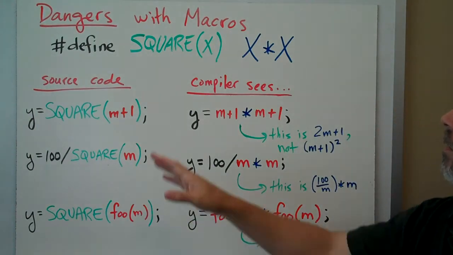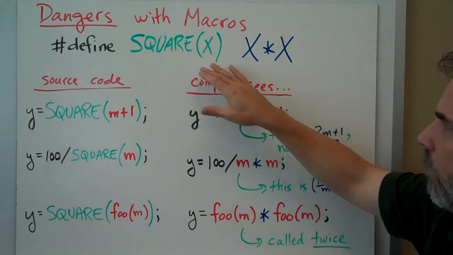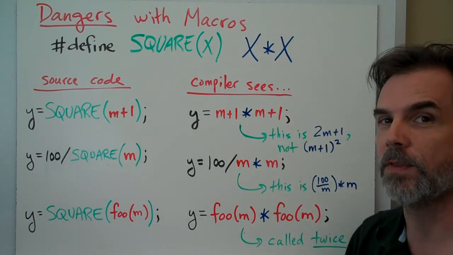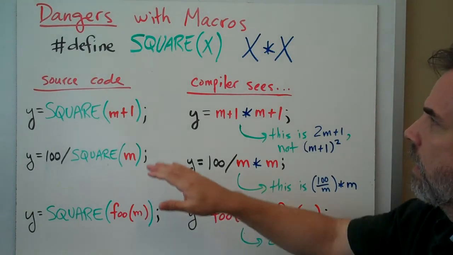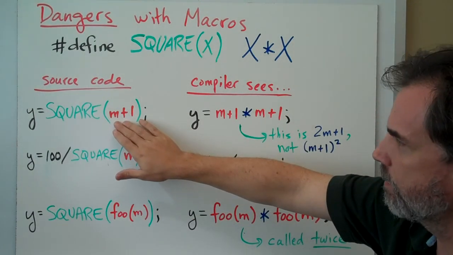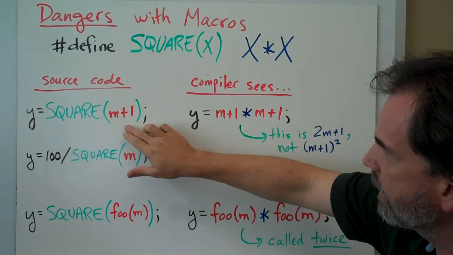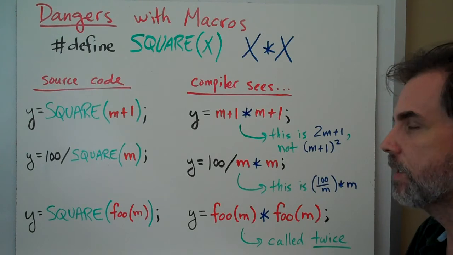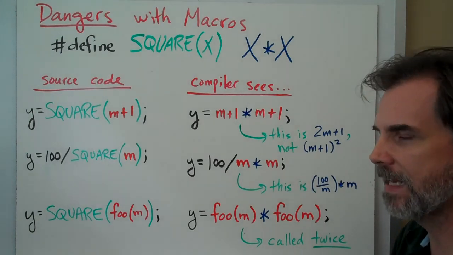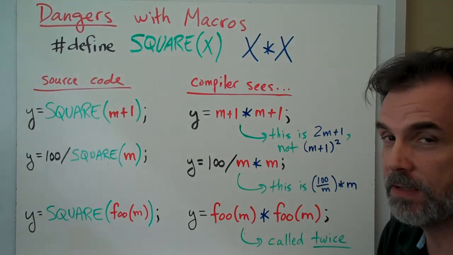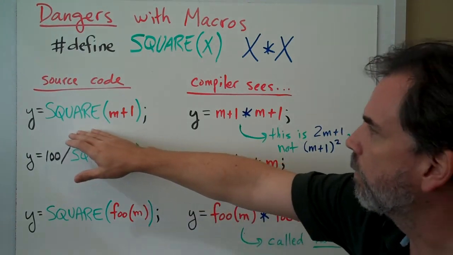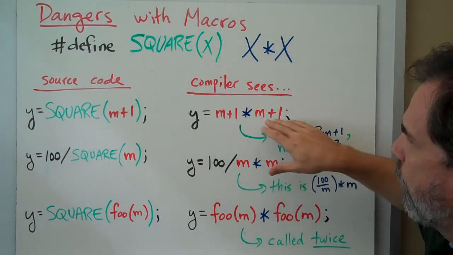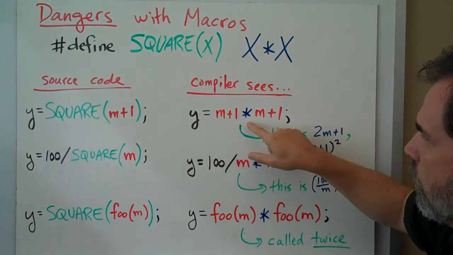Dangers with macros. So here's a definition of our square macro, and I left out all of those parentheses. And here I'm going to show you why putting those parentheses in was a good idea. Because when we expand this macro, we take the argument text and we just plug it in, right? We just place it as is. It's not interpreted. There's no understanding whether this is a value or if it's even legal. So when we write y equals square of n plus 1, this is what it gets expanded to. y equals n plus 1 times n plus 1.